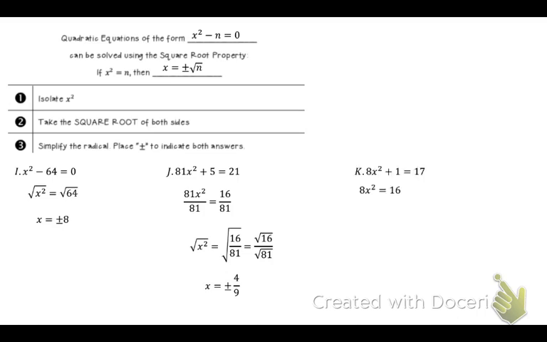This one, we're going to subtract the 1 over, you get 16. Divide by 8, you get x squared equals 2. Square root both sides. You can't break down the 2, so that's just going to be plus or minus square root of 2.